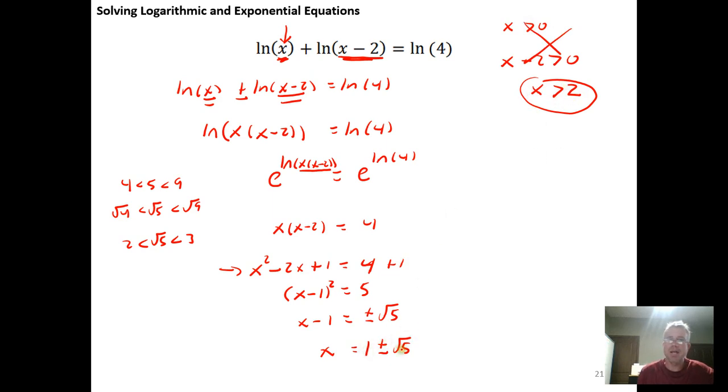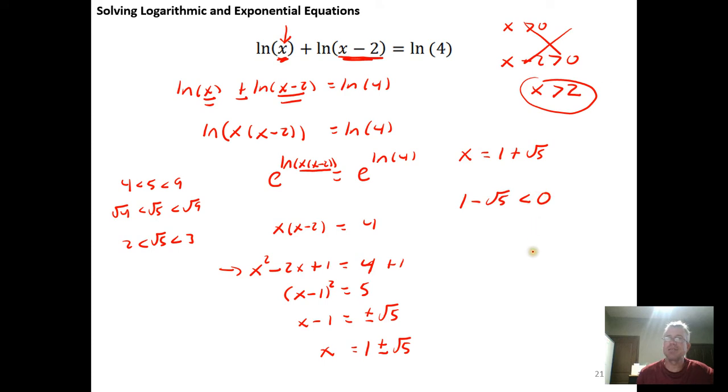1 plus a number bigger than 2 is going to be a number bigger than 3. So that will satisfy the need to be bigger than 2. But 1 minus a number a little bit bigger than 2 is going to be negative. And a negative number will not be bigger than 2. So we're going to have to throw the negative answer away. So we wind up getting x equals 1 plus the square root of 5 as the solution. 1 minus the square root of 5 is negative.